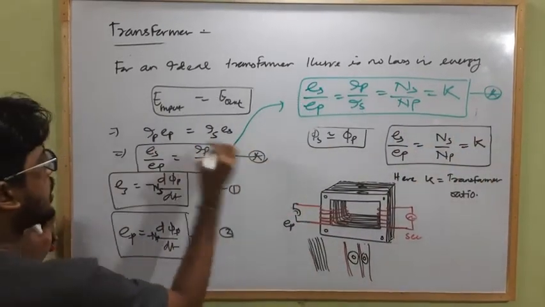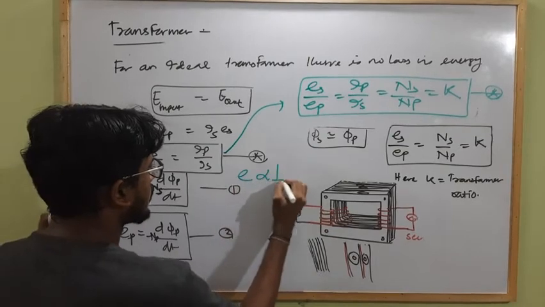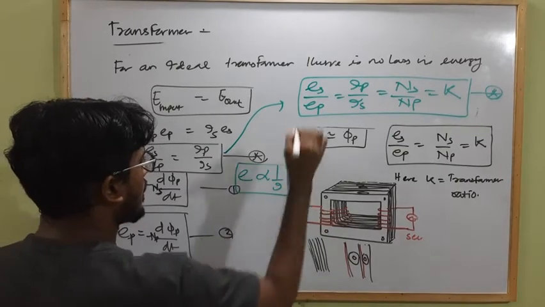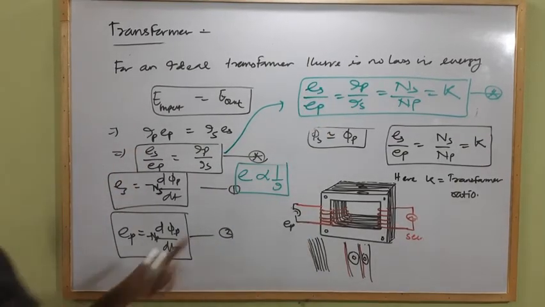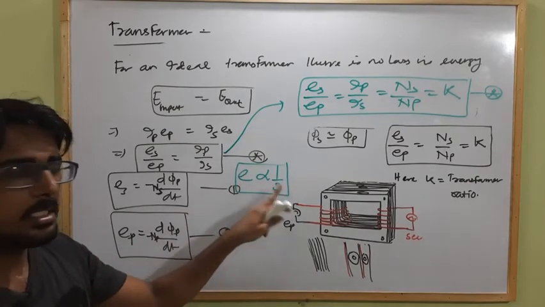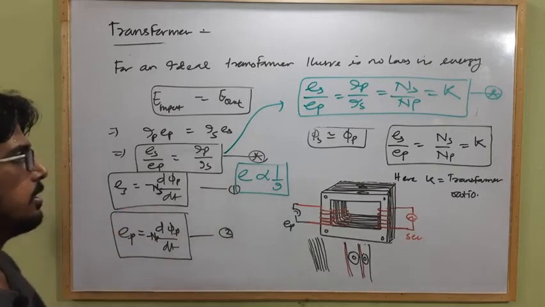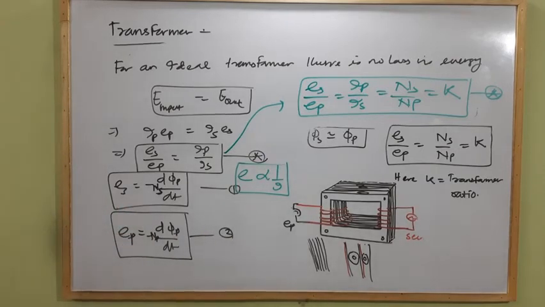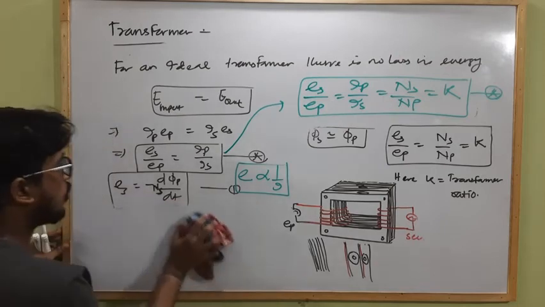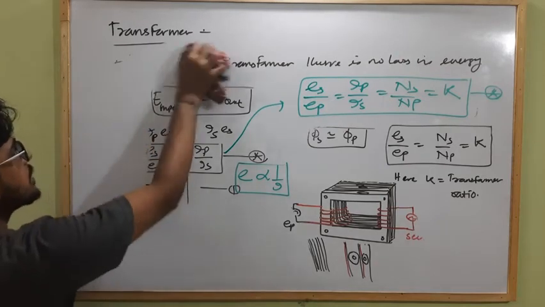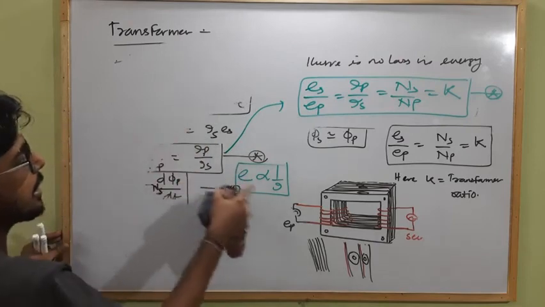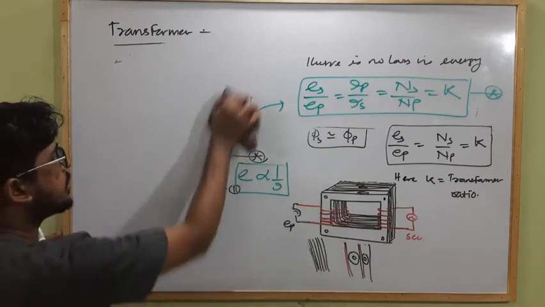And from this we will get E is inversely proportional to I. When EMF is more, current will be less. When current is more, EMF will be less. Clear? So a transformer is a device which is used to convert high voltage at low current to low voltage at high current, because E and I are inversely related to each other.